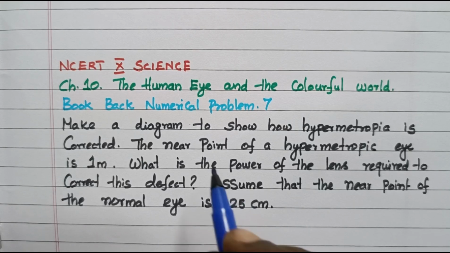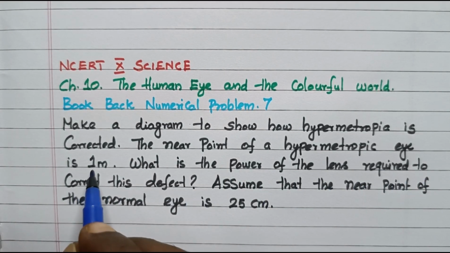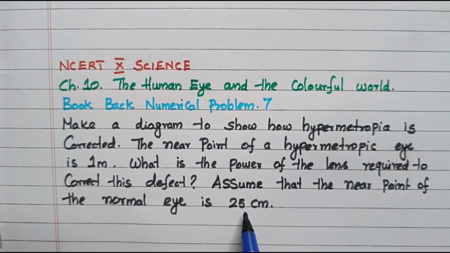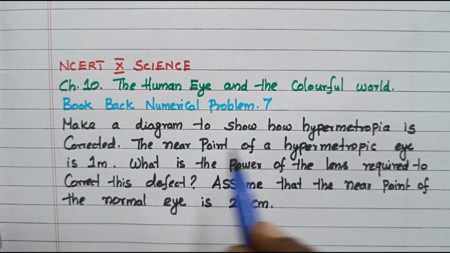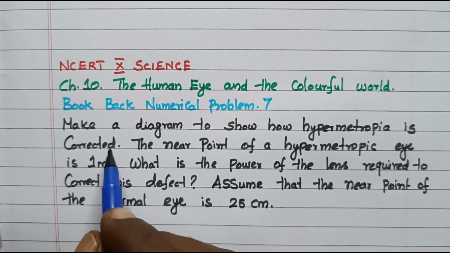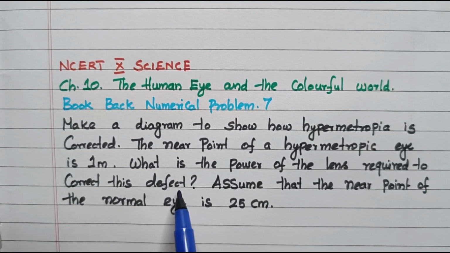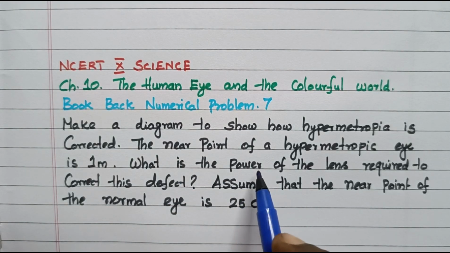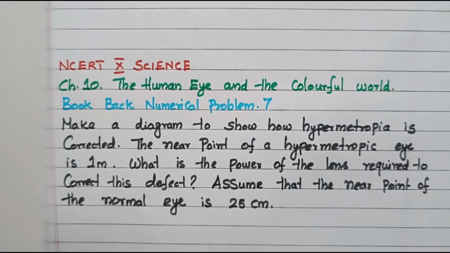In this problem, the near point of a hypermetropic eye is given as 1 meter, but the near point of a normal eye is 25 cm. What is asked? We have to draw the diagram to show how the hypermetropia is corrected. Next, we have to find the power of the lens required to correct this defect. First, we have to draw the diagram. Next, we have to find the power of the lens required. Now, let us see how to solve this problem.